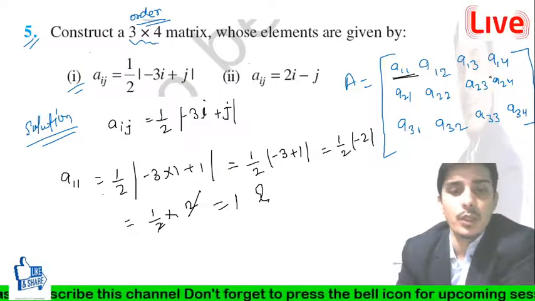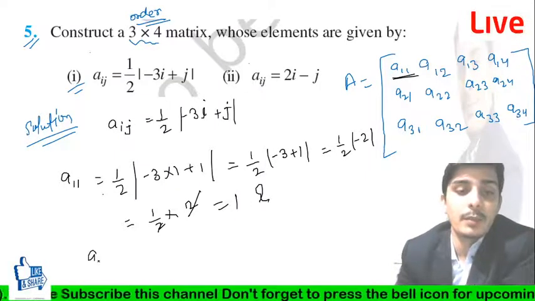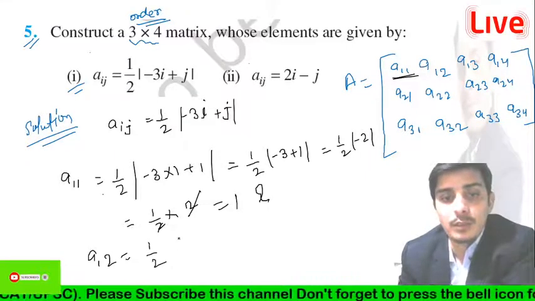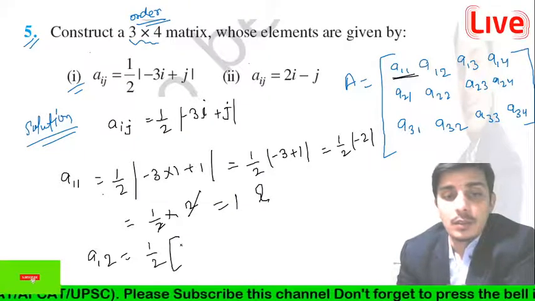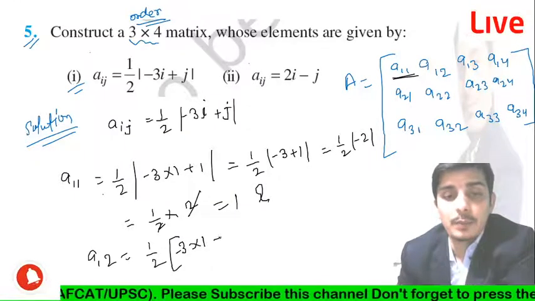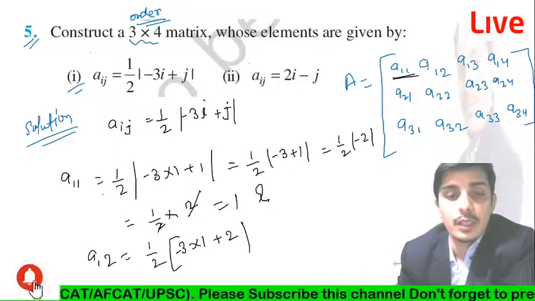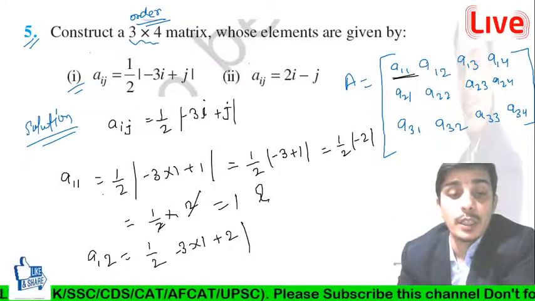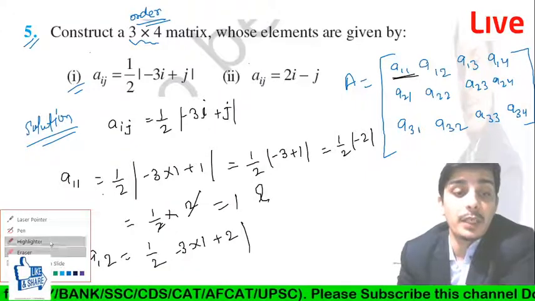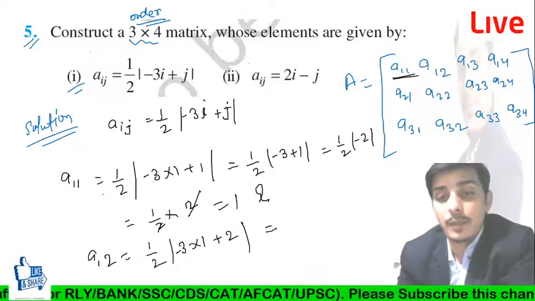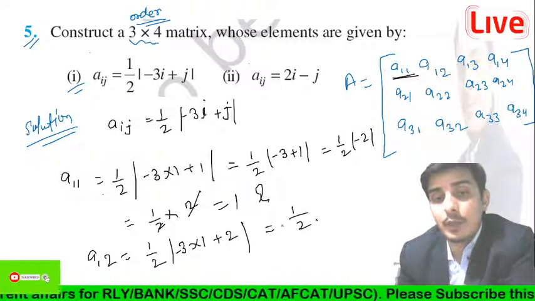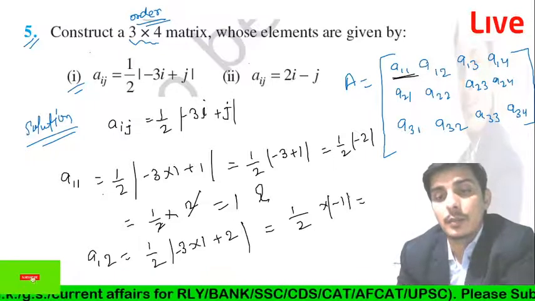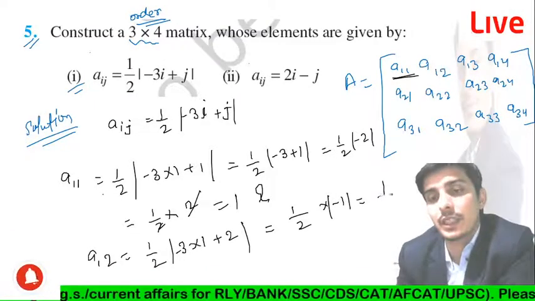So this is a very simple question, guys. So A11, and similarly you can find A12 also, guys, right? So A12, and you can put minus 3 into 1 and plus 2, and this is the mod, not the square bracket, guys. It is important to write the mod, because it plays a very important role in the question. And 1 by 2, and it will be minus 3 and plus 2, so it will be minus 1 mod, and when we remove the mod, it will be plus 1. So we can write here 1 by 2.